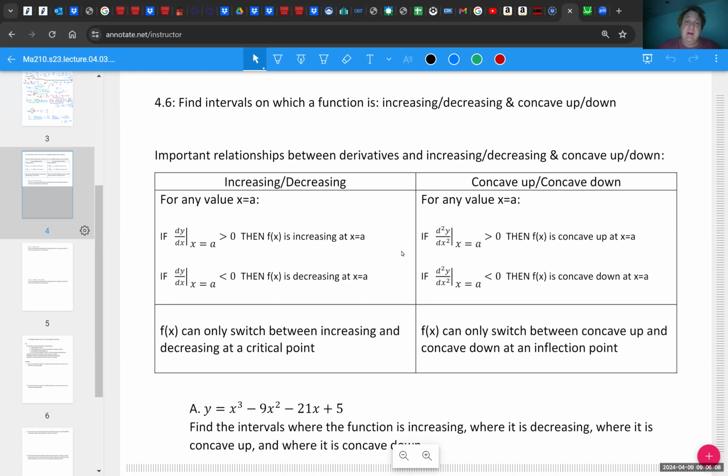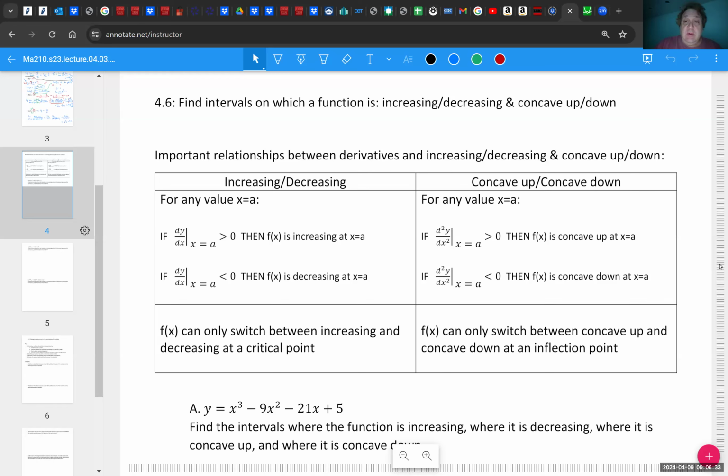But I had to talk about increasing, decreasing, concave up, concave down in order to help motivate the ideas and the concepts behind local minimums, local maximums, inflection points, critical points, things like that. So let's do three problems practicing increasing, decreasing, concave up and concave down, and that'll be today's video.